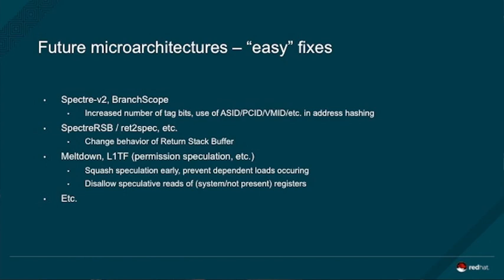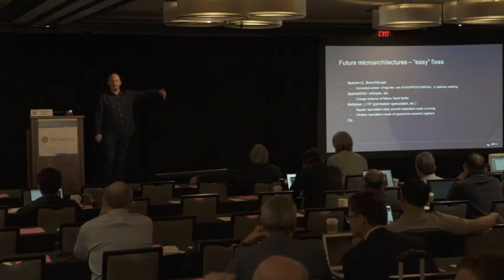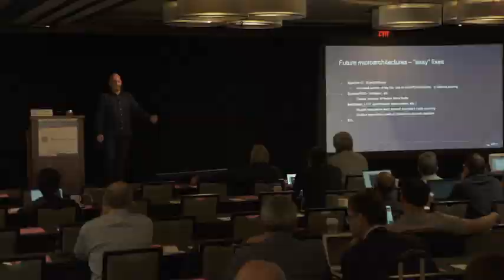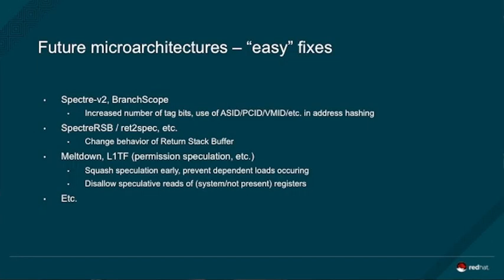Well, some of these things are going to have, quote, easy fixes, right? Relatively straightforward hardware fixes. Meltdown and L1TF rely on speculation of certain privilege bits, for example, inside the processor ahead of time. And in that case, I can simply not allow the dependent or subsequent operations after this permission check fails. That's relatively straightforward. For speculative variant 2, I can increase the number of bits in my branch predictor so I no longer get aliasing between two different branches. There are other tricks I can use there as well.